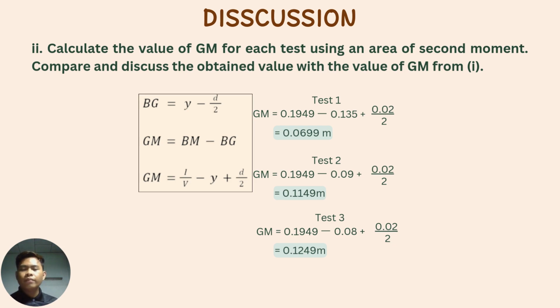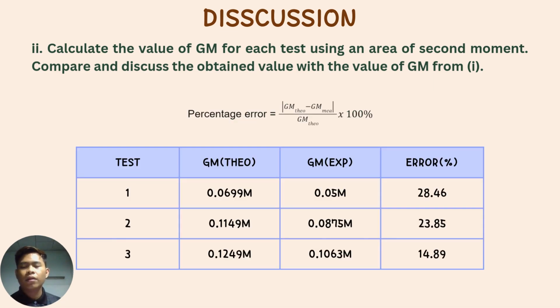So to find GM, to answer this second question, we have several equations. GM equal to BM minus BG, where BM we already determined in the previous slide, and then we have to find BG. We know BG equal to y minus d over 2. After the calculation, GM for test 1 equal to 0.0699 meter, for test 2 0.1149 meter, and for test 3 0.1249. So from the previous calculation, we already have the GM theoretical and GM experiment.